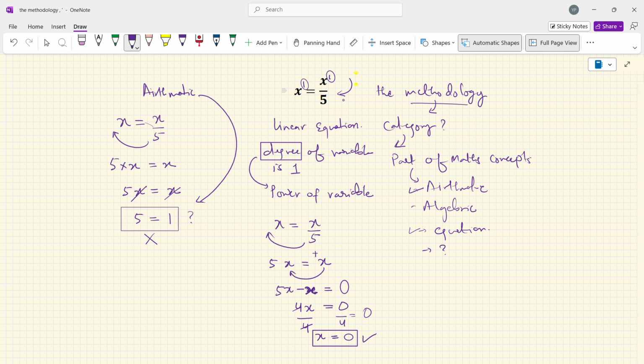Why is it important for us to understand the question first, which category this problem belongs to in maths? Because then it can help us solve the problem in a better way.